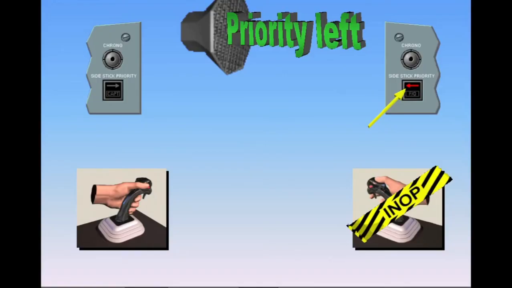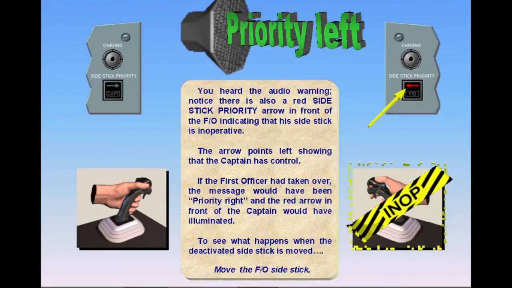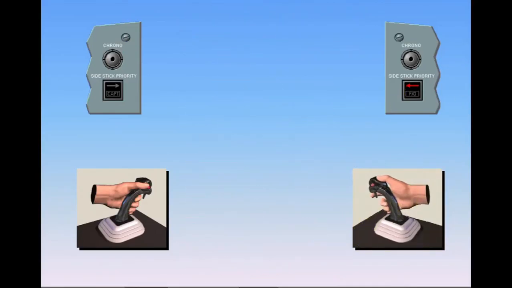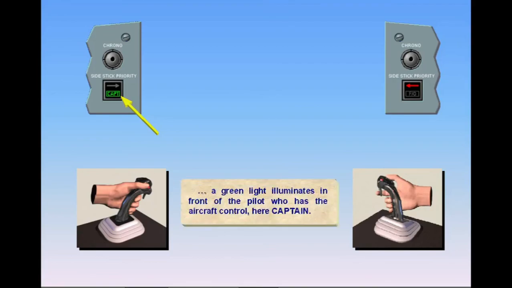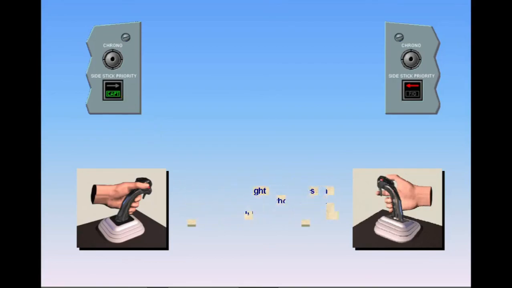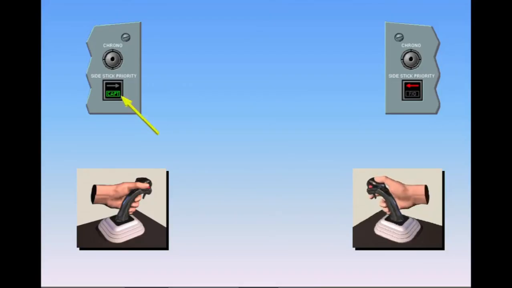To see what happens when the deactivated side stick is moved, move the first officer's side stick. A green light illuminates in front of the pilot who has the aircraft control. Here, Captain. As soon as the deactivated side stick is returned to neutral, the green light extinguishes.